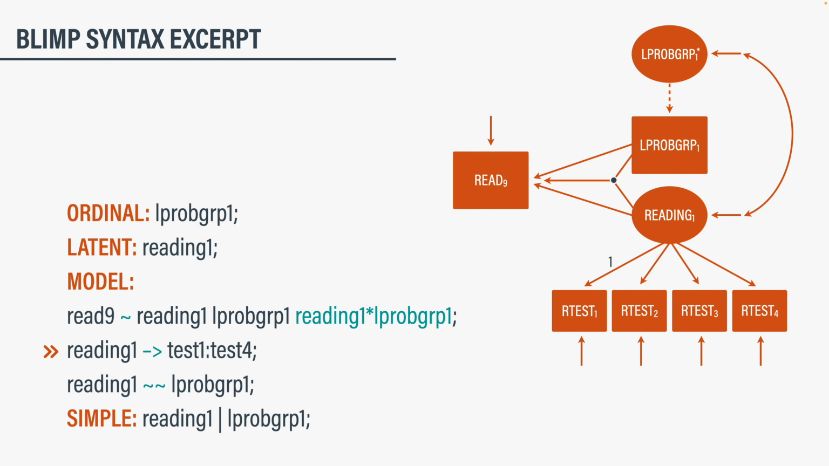In the path diagram, that multivariate distribution is represented by the curved arrow connecting the manifest predictor and the latent predictor. In the syntax, this correlation is specified by separating the latent variable and the manifest variable with a double tilde. Like before, the interaction effect is specified by joining the two variables with an asterisk. Finally, the simple command gives the conditional effect of the reading latent variable at each level of the categorical moderator.